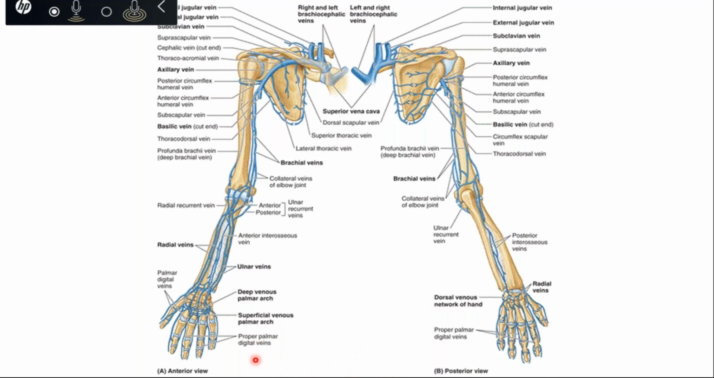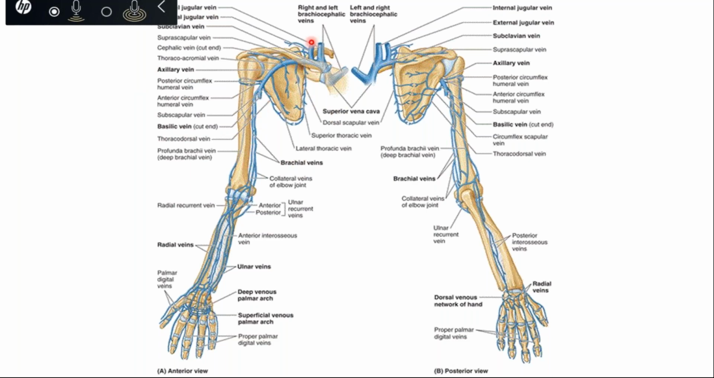Here you can see all the veins which have been given. Here you can see the dorsal venous network, on this side. Here they form what is called the cephalic vein. They have not shown the cephalic vein. Here is the basilic vein, and the axillary vein, which are shown in bold letters. So don't forget to know the bold letter ones.